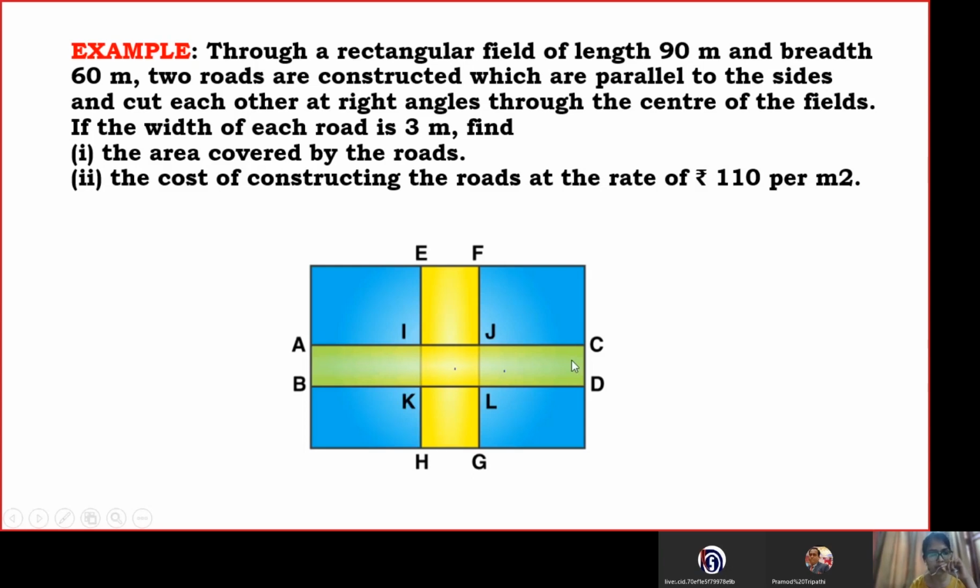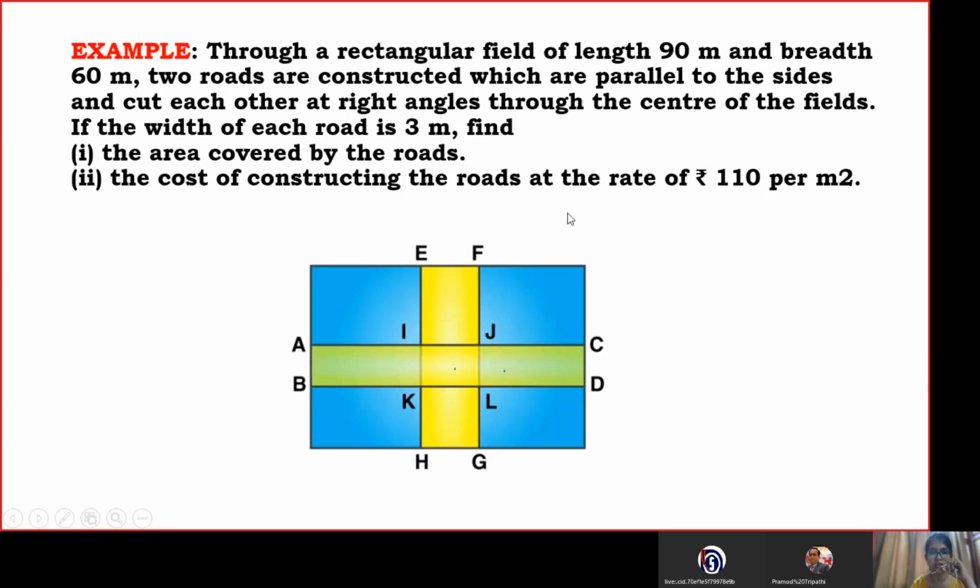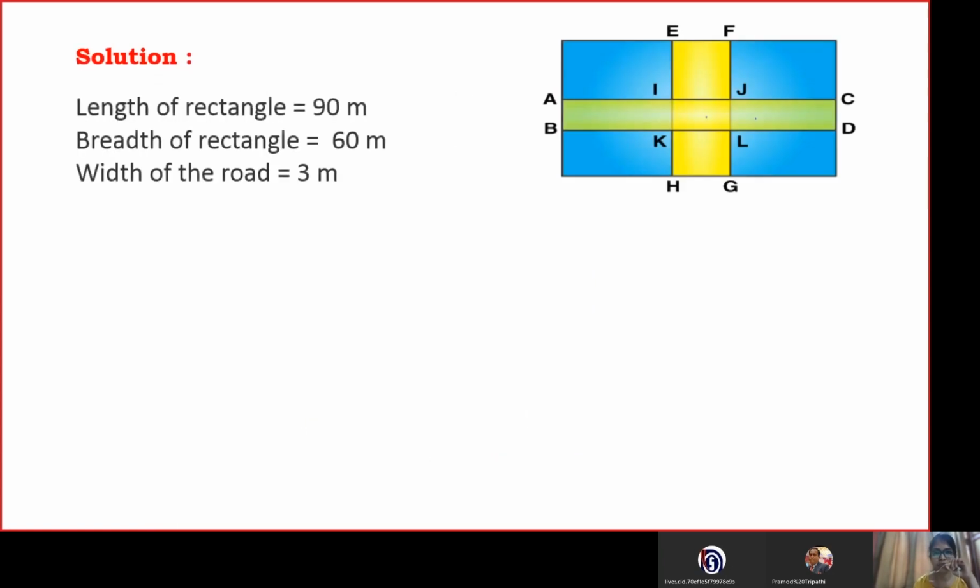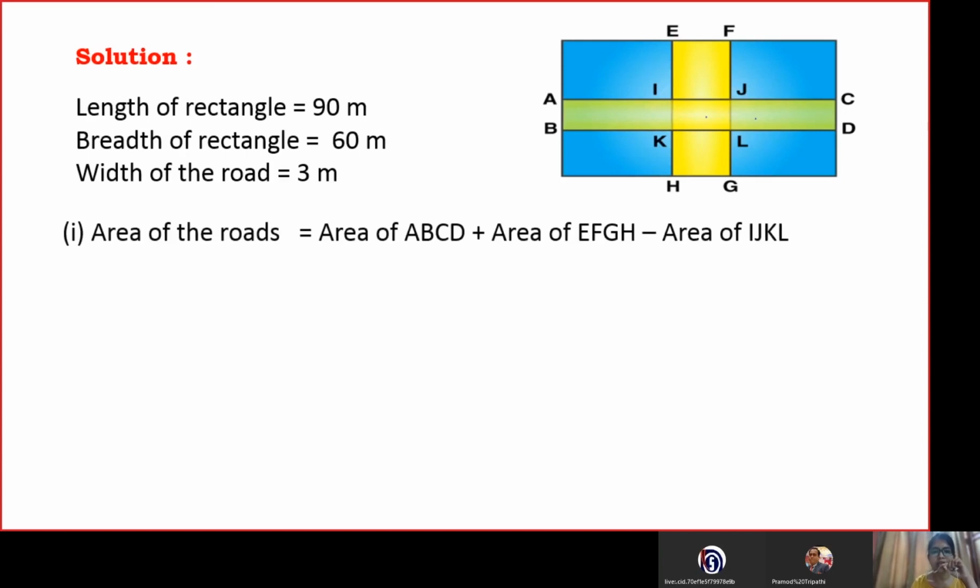So basically, they are asking us to find out the area of this yellow region. Okay. And then they are asking us to calculate the cost of constructing these roads at the rate of 110 per meter square. Let's see how do we do this question. We've been given the length, breadth and the width of the road. Now children, to calculate the area of the roads, it will be area of this rectangle ABCD, DC rather, okay. Then area of this, the other rectangle EFGH.